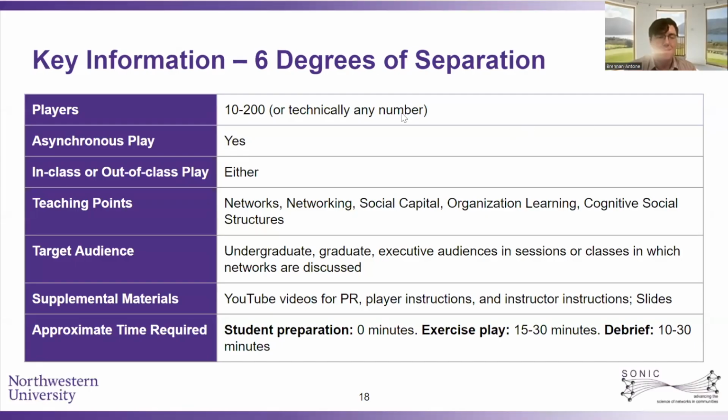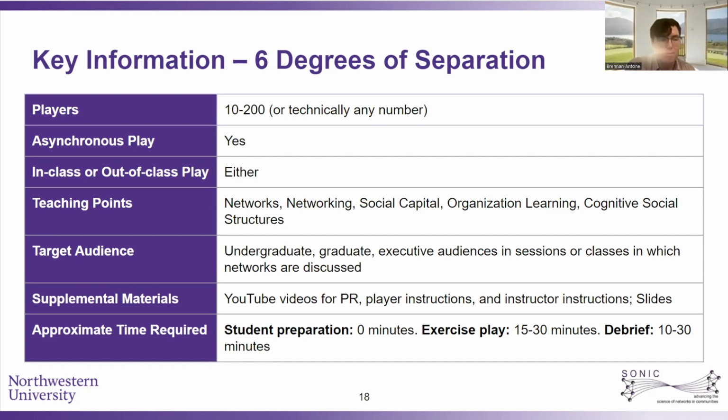So this is a summary of what this tool is capable of. Because of the nature of the task, you need maybe 10 people as a minimum, and we tested around 200. So if you have a big lecture, you can still utilize this tool, in both asynchronous and synchronous settings, and both in-class and out-of-class. If you just want to conduct Milgram's small world experiment, you can use it asynchronously over multiple days, while in a class it might be just a 30-minute exercise.